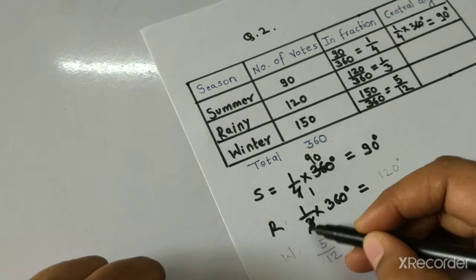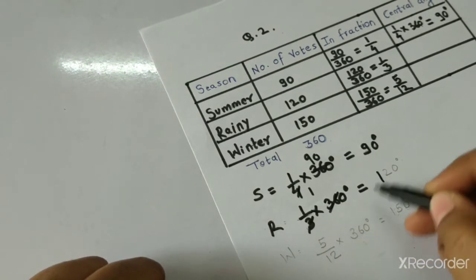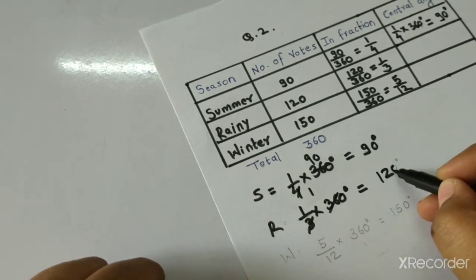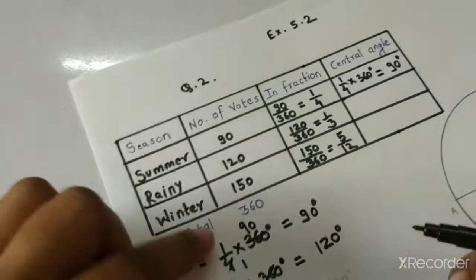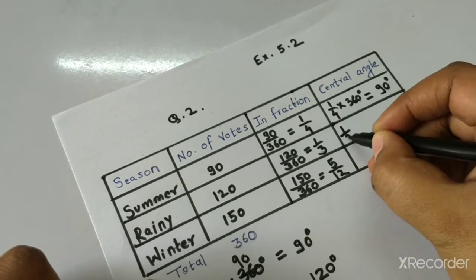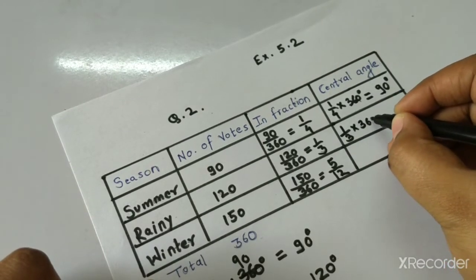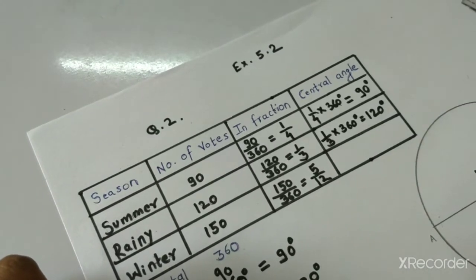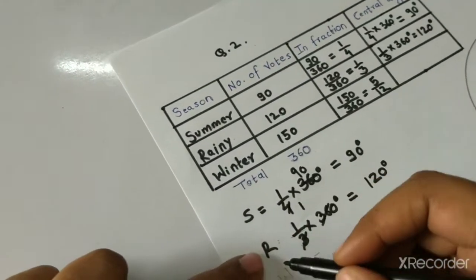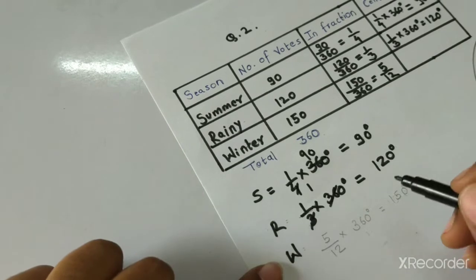Right? So how will you do it? 3 1s are 3, 3 2s are 6, and 0 as it is: 120 degree. So I will write here that 1/3 of 360 degree is nothing but equal to 120 degree. Now the next one will be similarly in the winter season.